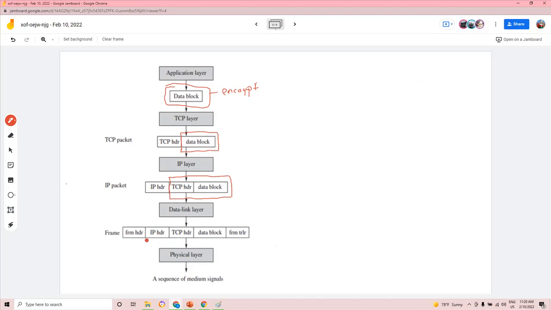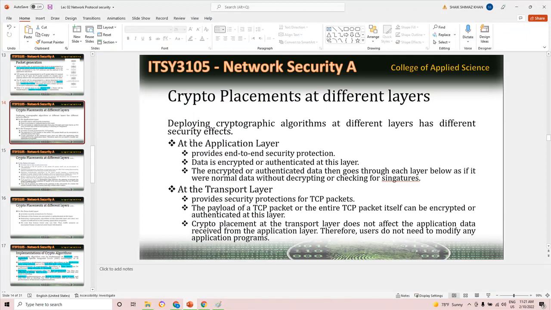For example, in the data link layer, if you want to do it at the frame, it will happen like this, this is encrypted. So the point is the cryptographic functions can be implemented at the application layer or the transport layer or the network layer or the data link layer. The application layer provides end-to-end security protection. Data is encrypted or authenticated at this layer. Please understand, security involves both encryption and authentication.